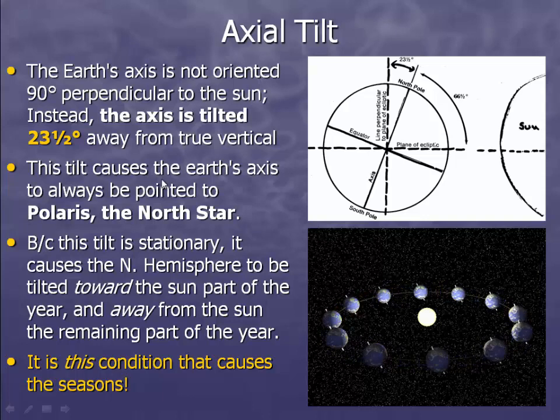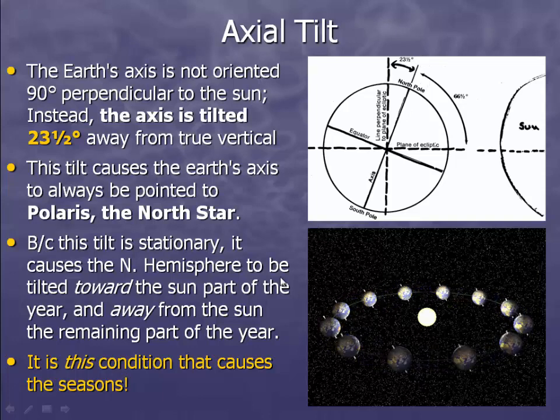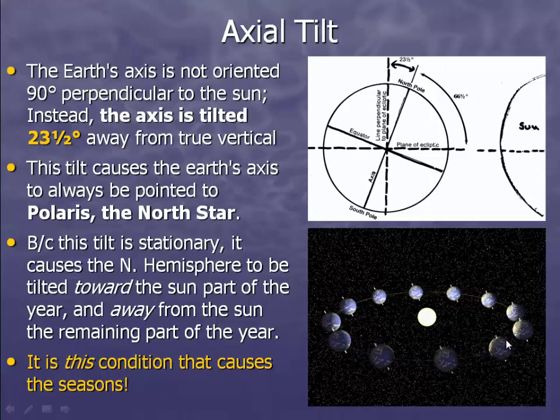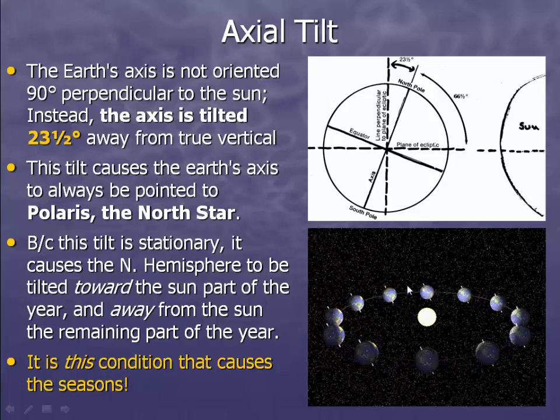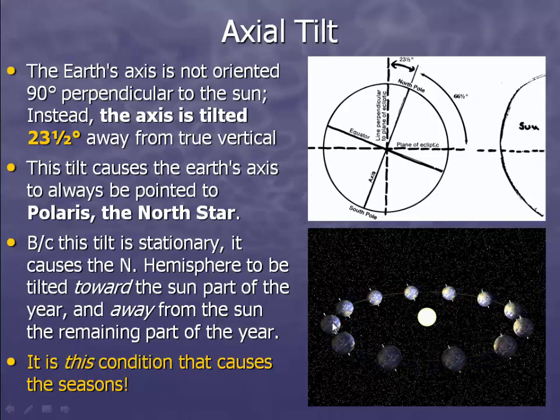So, this idea of the North Pole always being pointed at Polaris, you can see what's happening here in this animation in the lower right-hand portion of your screen. Not only is the Earth rotating on its axis, it's also revolving around the sun, and so at certain points of the orbit, the North Pole is pointed toward the sun, and over here on the left-hand side, you can see the North Pole being pointed away from the sun. That's actually happening during the perihelion, during our closest approach.